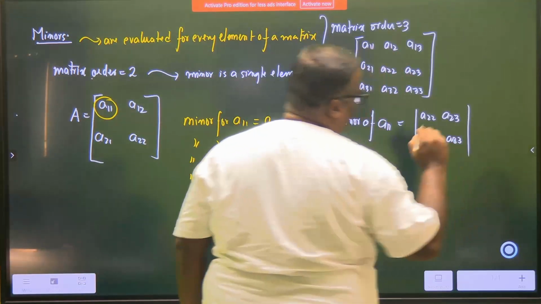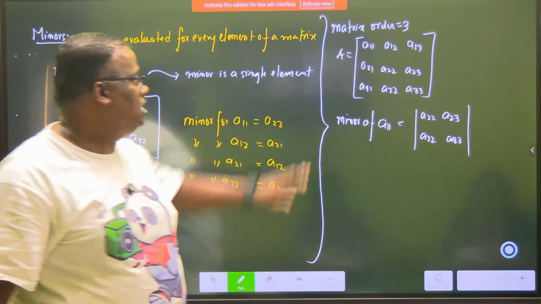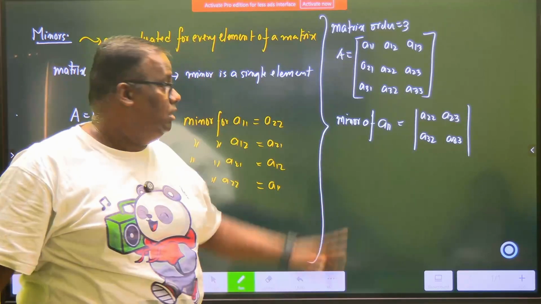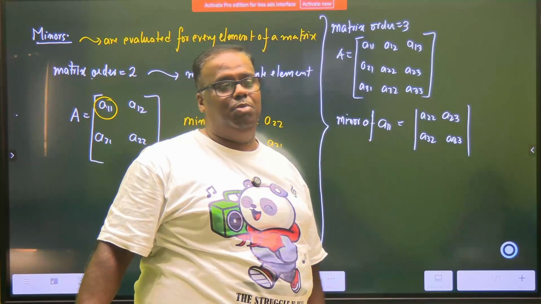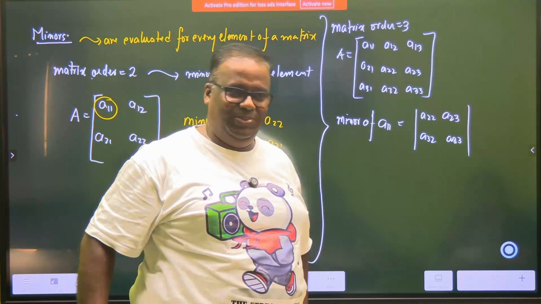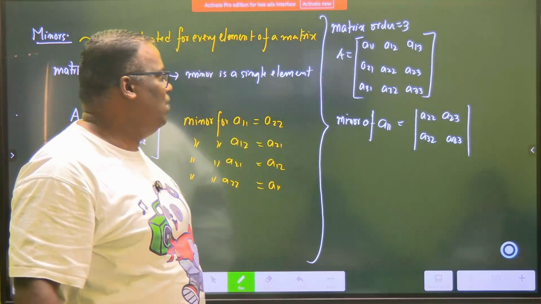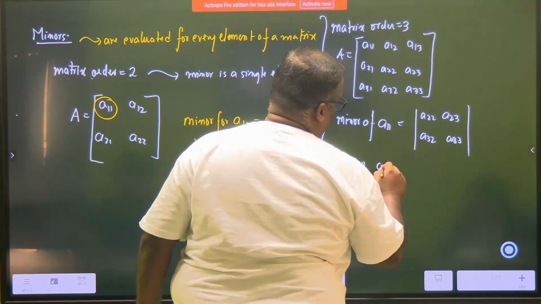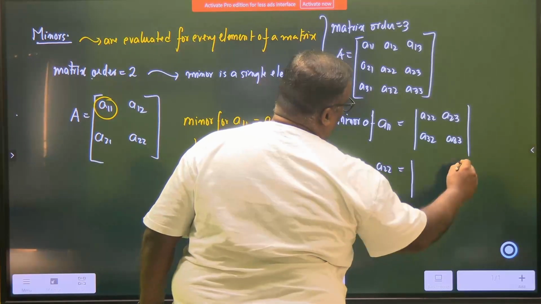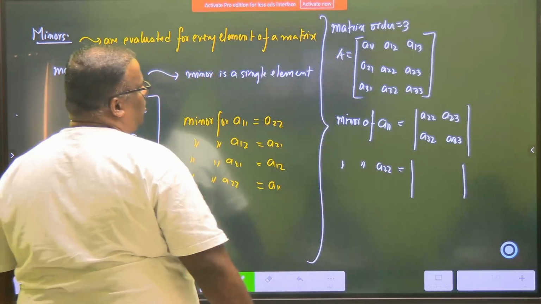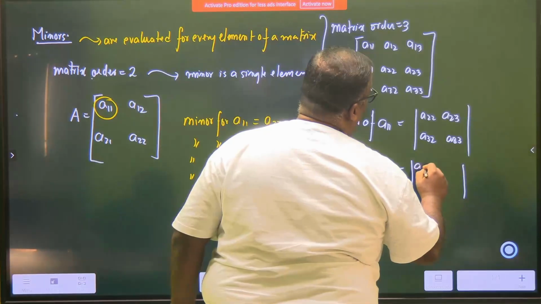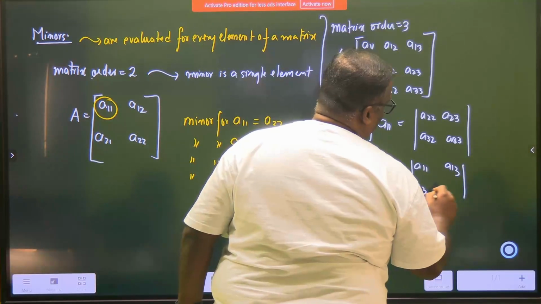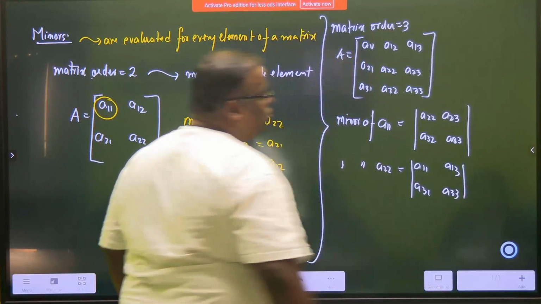Do you agree or not? If I close this row and this column, I land up with this. This determinant value will be its minor. Do you understand? The determinant value. And similarly, I'm just taking a random one, minor of say A22. Can you tell me what is minor of A22? The minor of A22 would be A11, A13, and A31, A33. You have to solve this determinant.